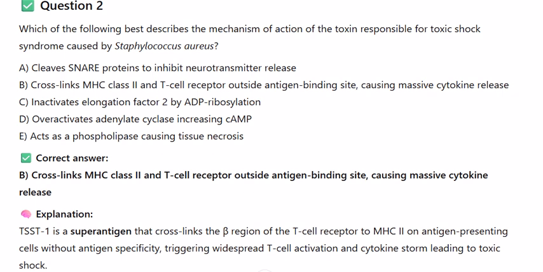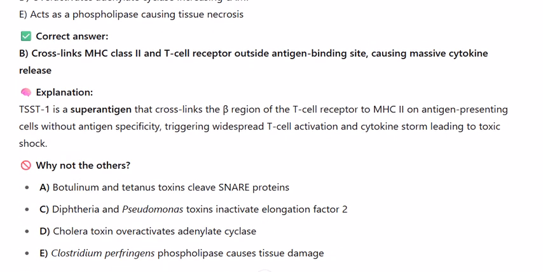Explanation. TSST-1 is a superantigen that cross-links the beta region of the T-cell receptor to MHC II on antigen-presenting cells without antigen specificity, triggering widespread T-cell activation and cytokine storm leading to toxic shock.